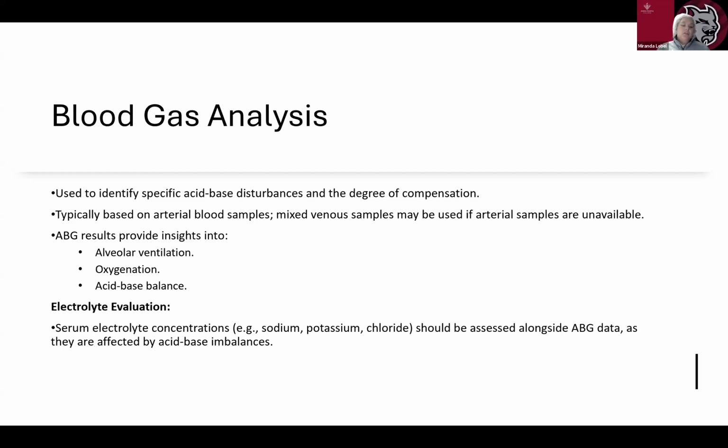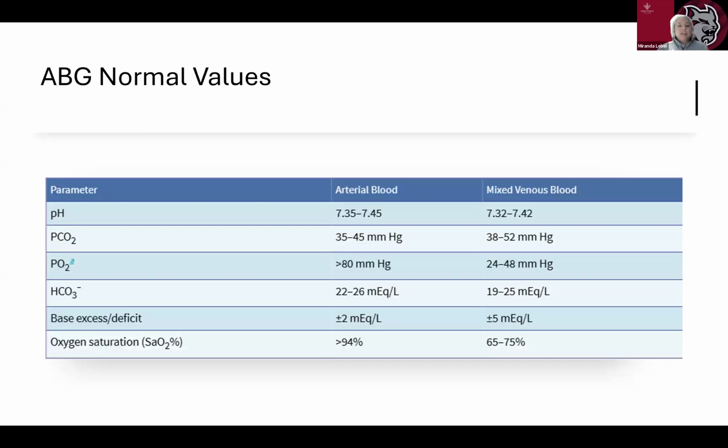So we're going to use ABGs to understand alveolar ventilation, oxygenation, and that acid-base balance. The serum electrolyte concentrations should also be assessed alongside the ABG data as they are affected by the acid-base imbalances. So that's why often in my setting, they're going to do a VBG, venous blood gas, because they're drawing the electrolytes at the same time. Here is a normal value table. Please understand the arterial blood normal values. That's what I would like you to use, and that's what I would like you to know during our class time.